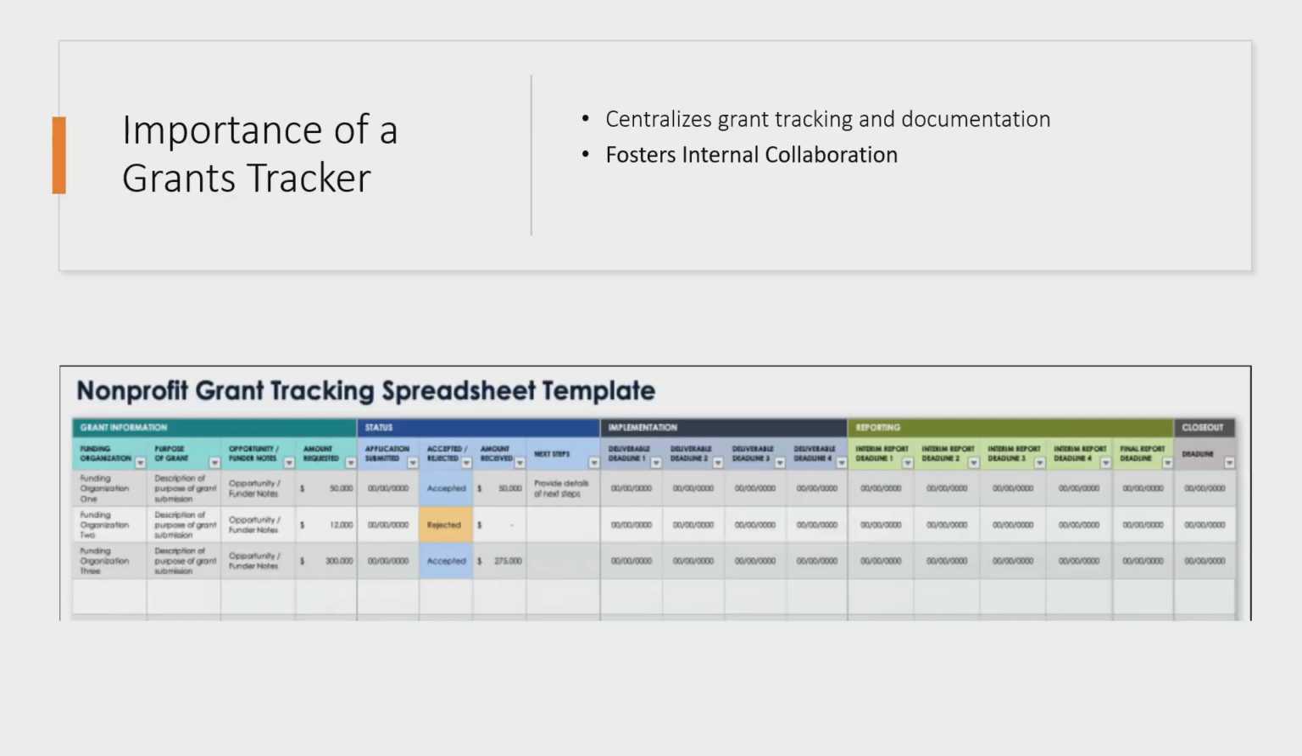A comprehensive grants tracker transforms your organization's funding management by centralizing all essential information in one accessible location. This tool not only streamlines documentation and deadline monitoring, but also fosters crucial internal collaboration across departments. Our sample spreadsheet template provides a customizable foundation that adapts to your specific organizational needs, ensuring nothing falls through the cracks while promoting accountability and transparency throughout the entire grant lifecycle.